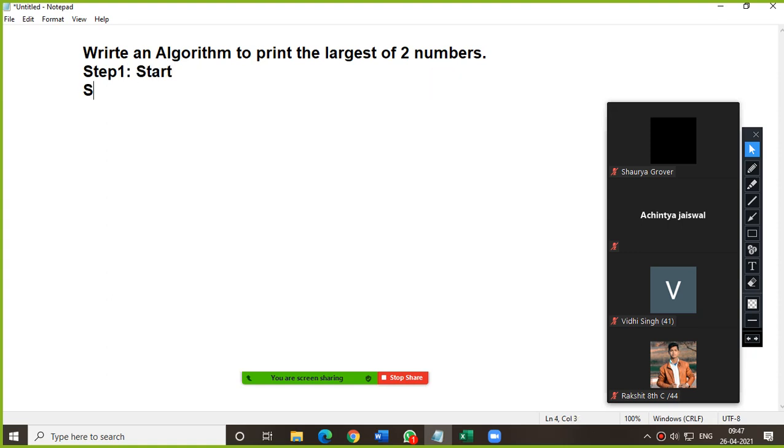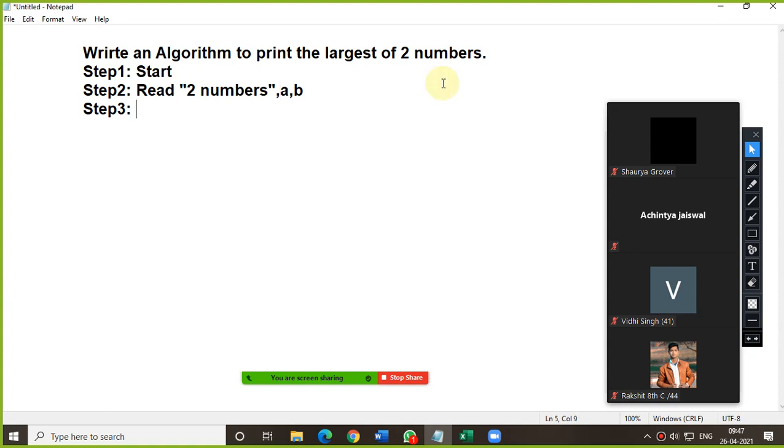So as usual, step 2. Read A, B. Read two numbers, A comma B, right? This is also correct. Step 3. Can we just write A, comma B? No, beta, you can use X and Y also, like this. Sir, I meant that we need to write the two numbers, or we can just write read A, comma B. That is also correct, or this way also it is correct.